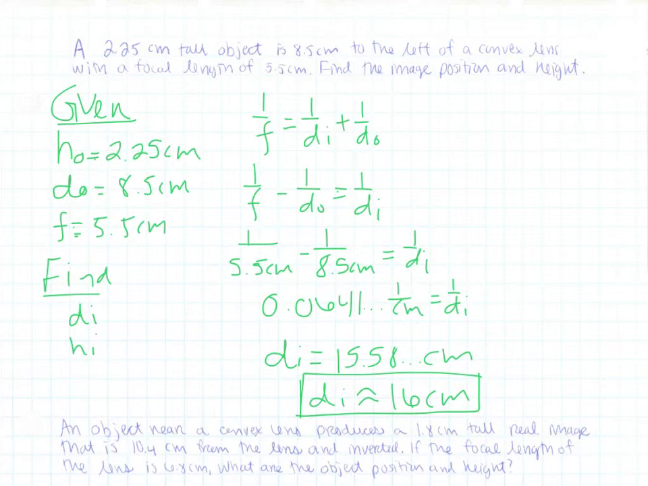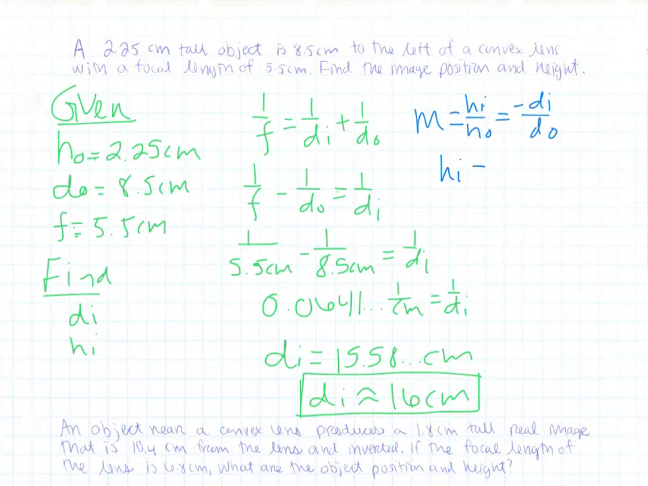The next thing we're looking for is the image height. We know that the magnification equals HI over HO, which equals negative DI over DO. That should be an H, not a D. It's not asking for magnification, and since this is a three-way equation, we don't actually need this. We're given HO, we're given DO, we just found DI, so let's just look for HI. And this always looks like hi-ho-dee-do. That's kind of how I remember it.